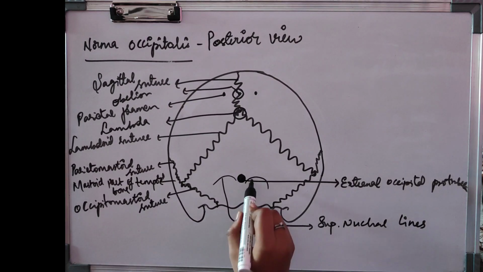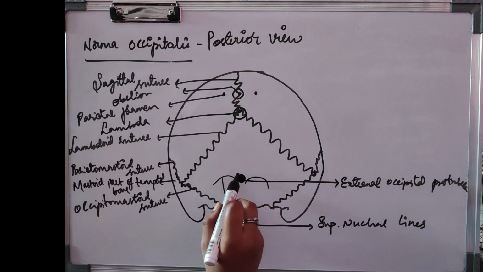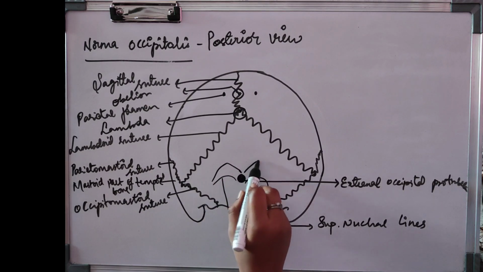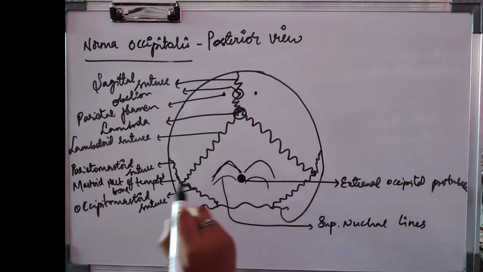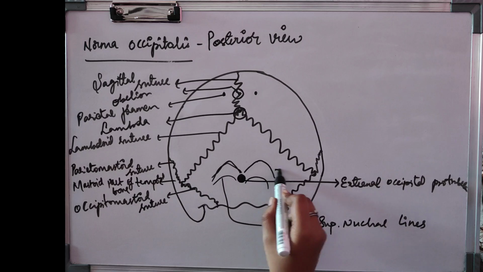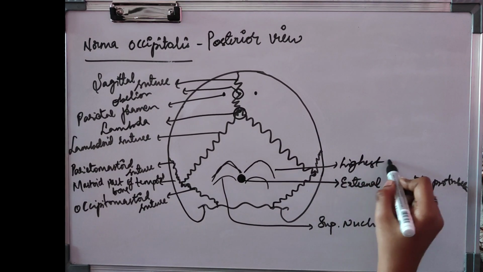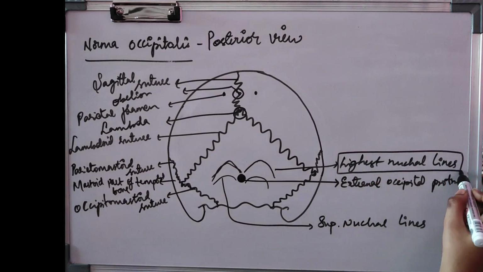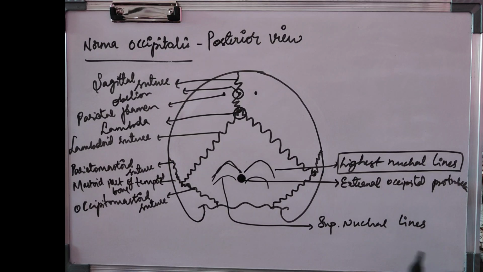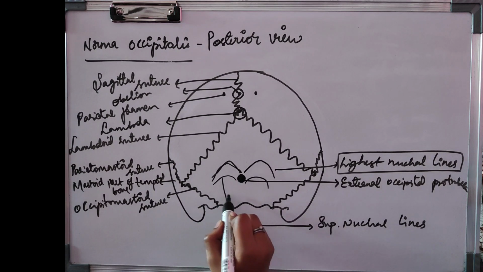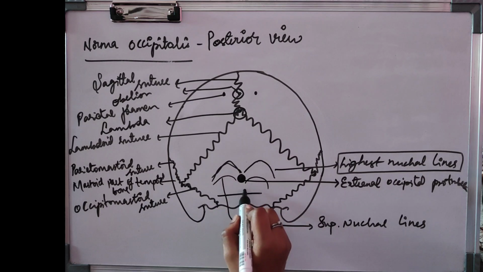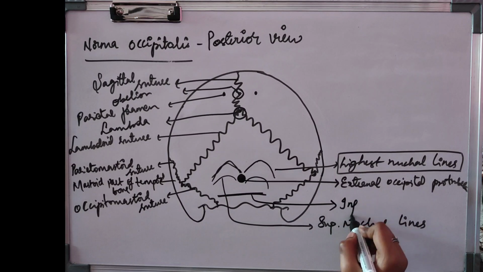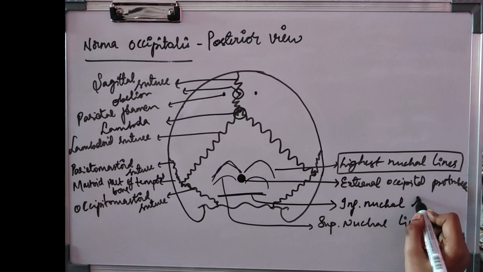And 1 centimeter above the superior nuchal lines, one more set of lines begins from the upper part of the external occipital protuberance, and these are more curved than the superior nuchal lines, and these are known as the highest nuchal lines. And remember that these highest nuchal lines are not always present. They are present occasionally. And similarly, below the superior nuchal lines you can also find the flatter lines known as the inferior nuchal lines.